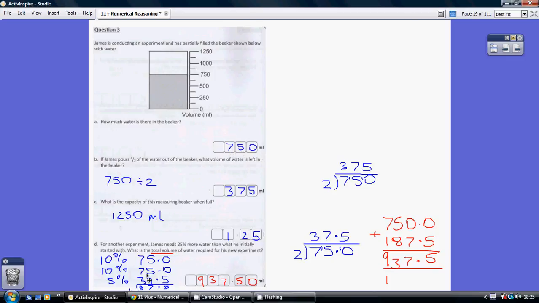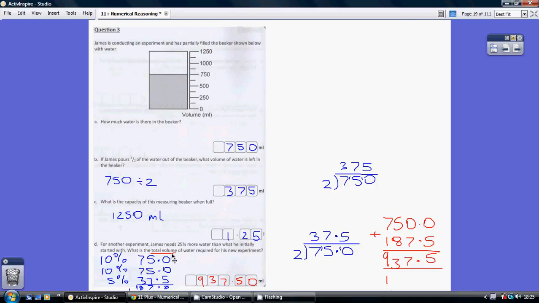Another 10% will also be 75. 5% will be half of this, so 37.5. So consider these building blocks. We need a 10, a 10 and a 5 to get our 25%. Add these 3 together, we get 187.50.